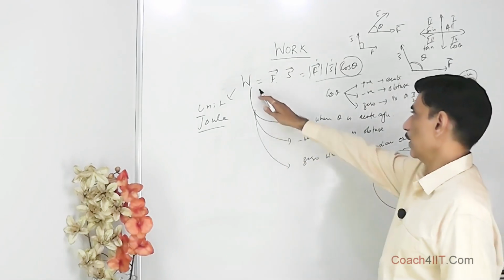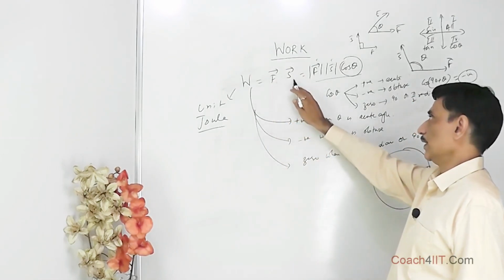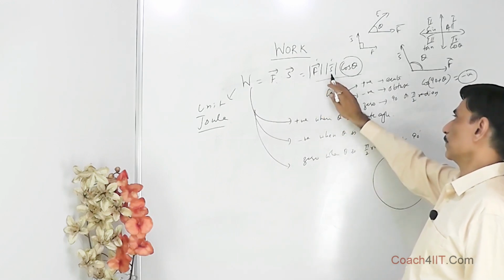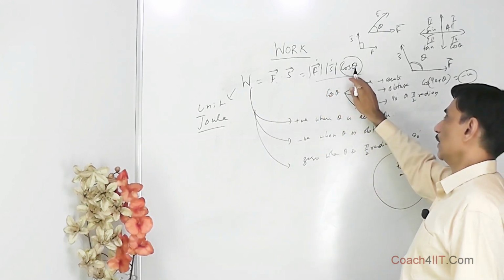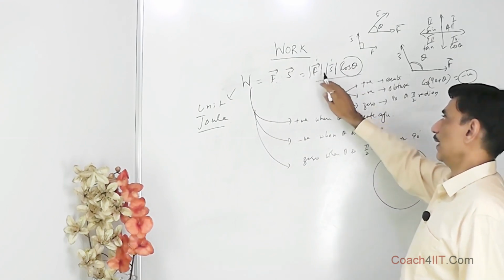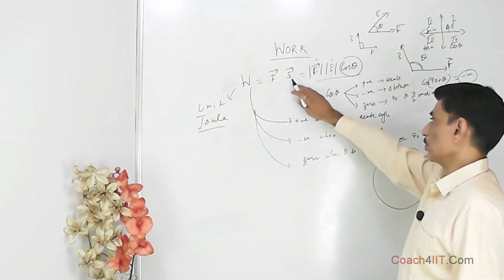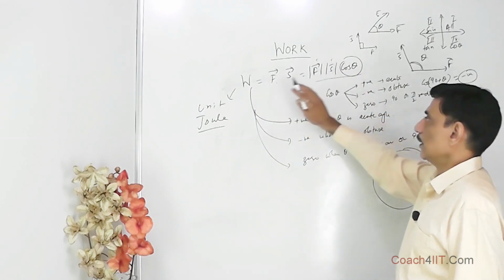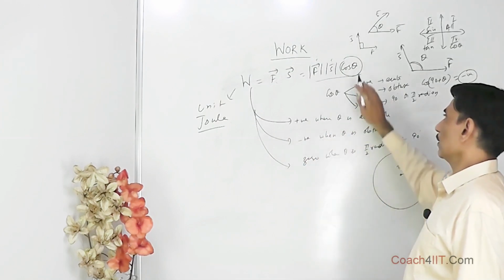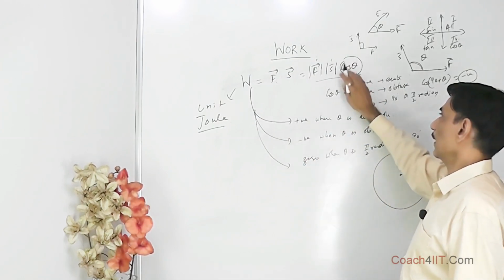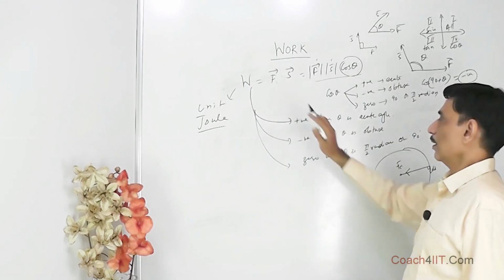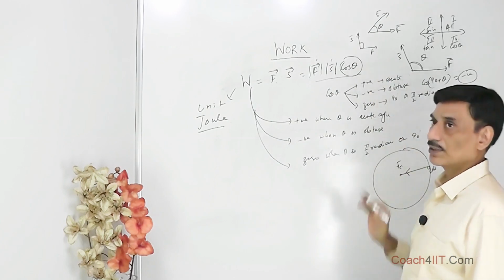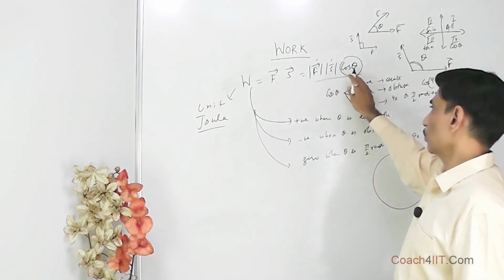So once again, work is the dot product F dot S. It is a scalar quantity: magnitude of F, magnitude of S, the displacement, and the cos of the smaller angle between the force and displacement vectors. This can be positive when theta is acute. This can be negative when theta is obtuse, and as a result the work is negative. When the angle between the force and displacement vector is 90 degrees, the work is certainly equal to 0.